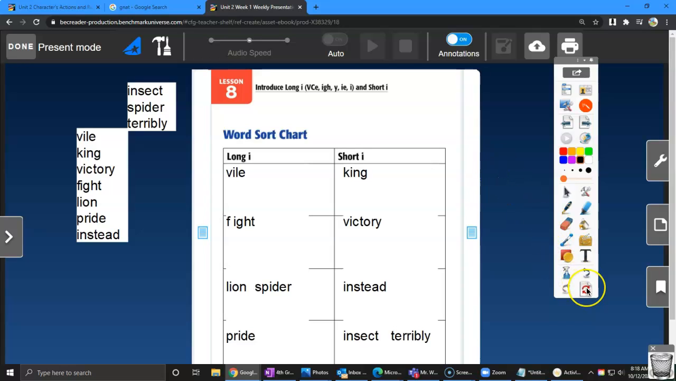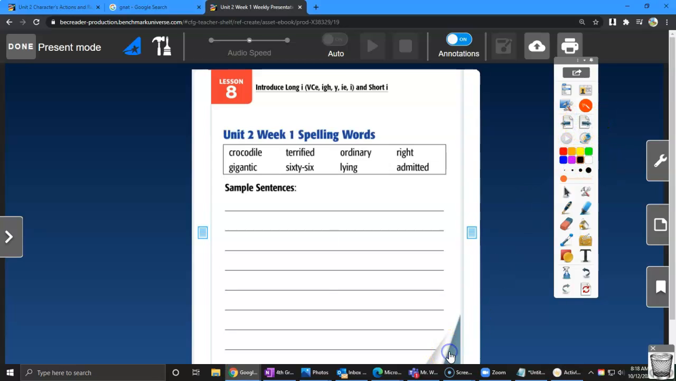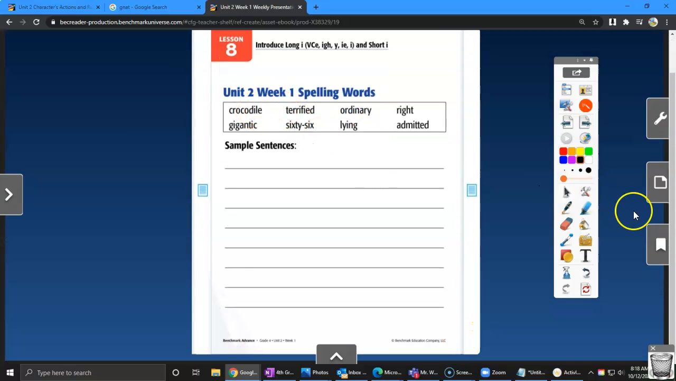Now what I'm going to show you guys next is our spelling words for the week. So your spelling words are obviously going to be with the long vowel for I and the short vowel. So our spelling words this week are crocodile, terrified, ordinary, right, gigantic, lying, and admitted. So think about those words. Think about, do they have long I or short I? Because that's going to help you when we do our spelling to see which patterns they follow.